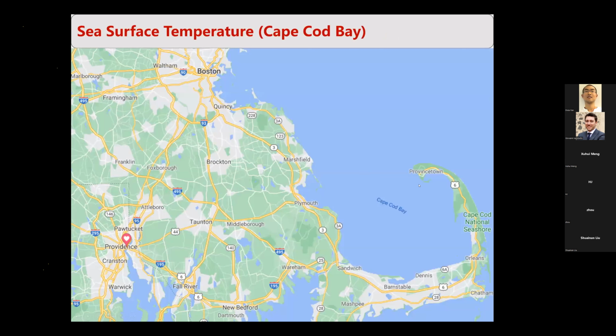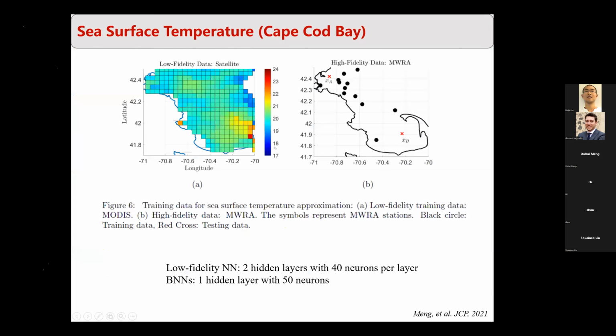And now we would like to predict the sea surface temperature in the Chesapeake Bay. For this case, we have two types of data: the low fidelity data from satellite, which covers the whole area, but the resolution is very low. And we also have another type of data from the in-situ stations. They're very accurate, but we only have 40 measurements for high fidelity data.